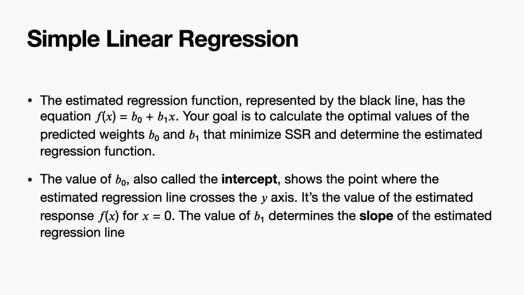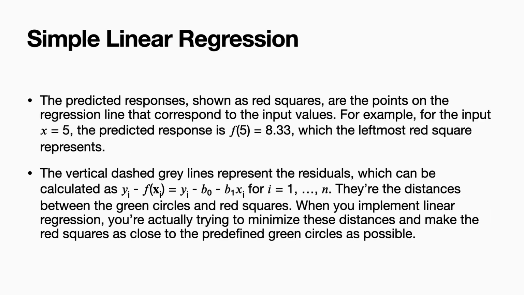Your goal is to calculate the optimal values of the predicted weights b0 and b1 that minimize SSR and determine the estimated regression function. The value of b0, also called the intercept, shows the point where the estimated regression line crosses the y-axis. It's the value of the estimated response f(x) for x = 0. The value of b1 determines the slope of the estimated regression line. The predicted responses, shown as red squares, are the points on the regression line that correspond to the input values. For example, for the input x = 5, the predicted response is f(5) = 8.33, which the leftmost red square represents.